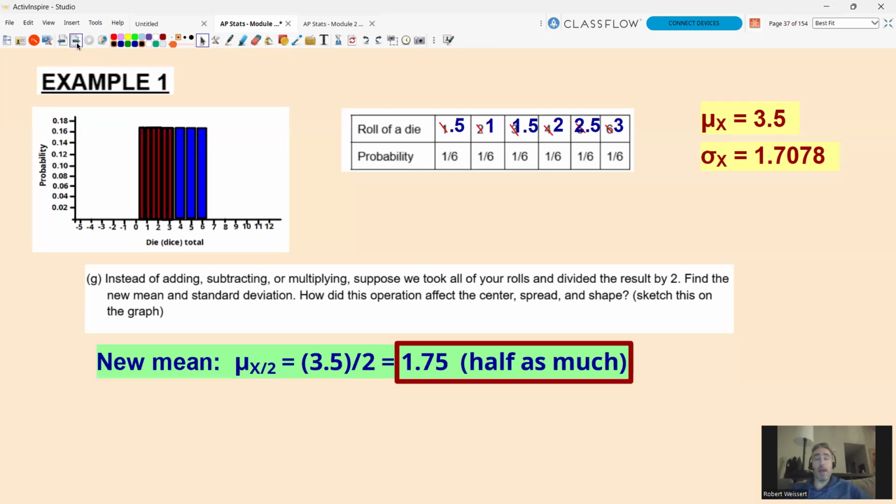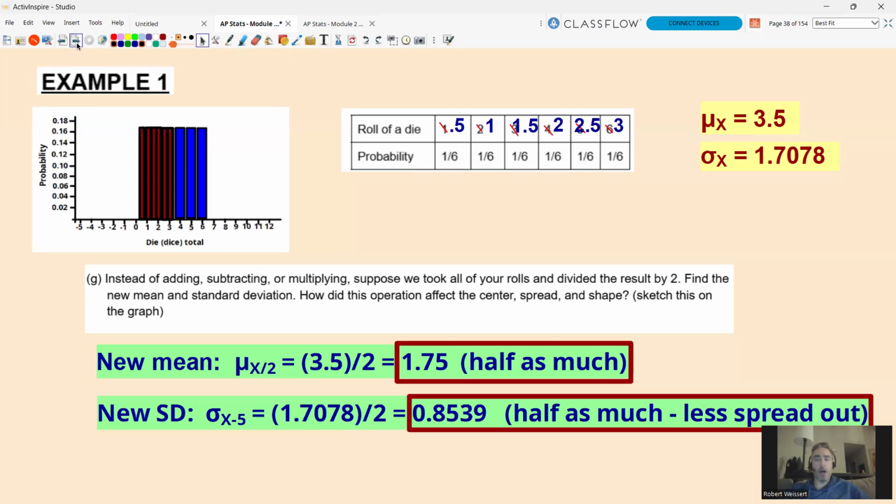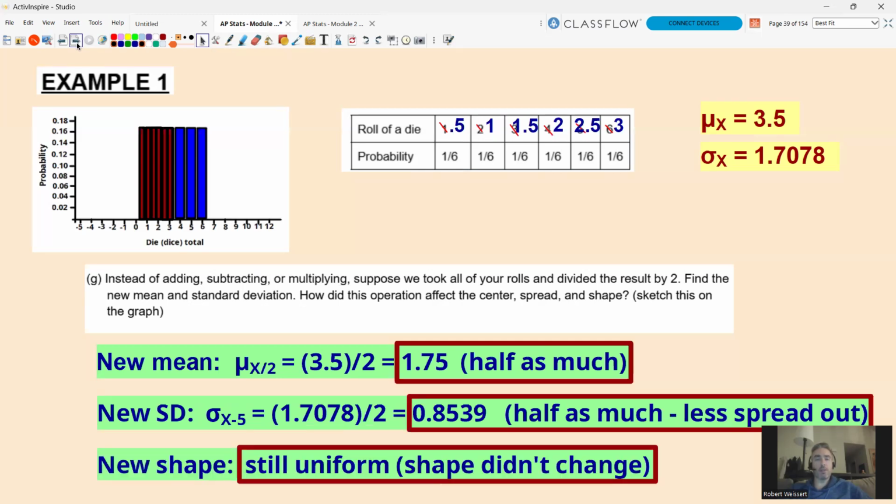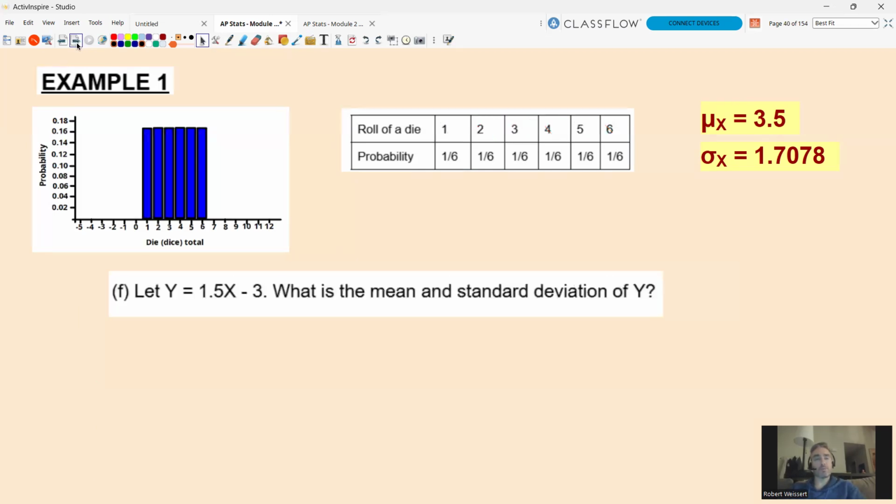The new mean is going to be half as much. So you just take your mean and divide by 2. Your standard deviation will also be half as much. And the shape's still going to be the same. So it's just going to be less spread out in this case. Let's go generic. What if we just have a formula?